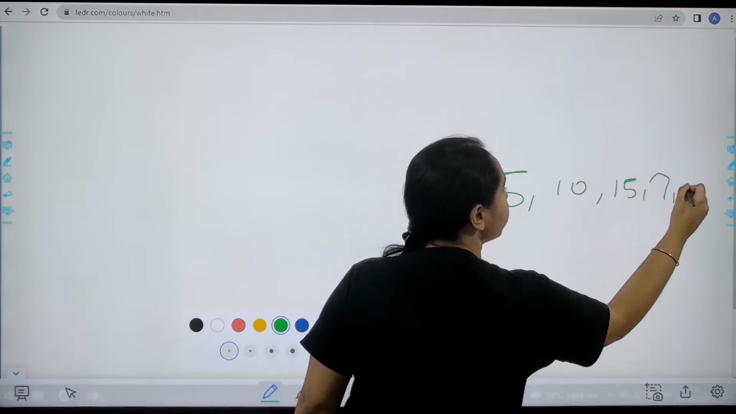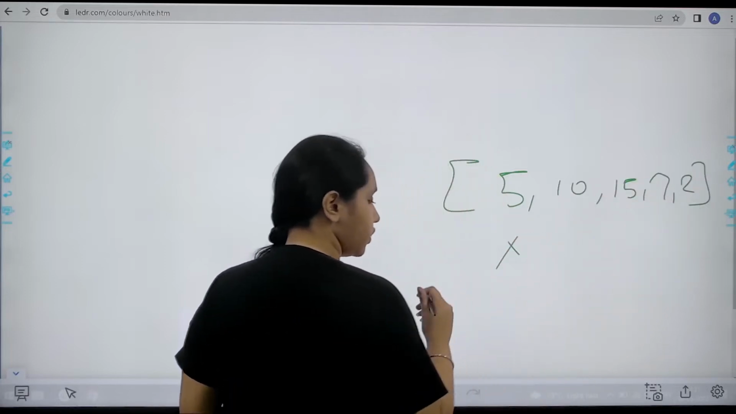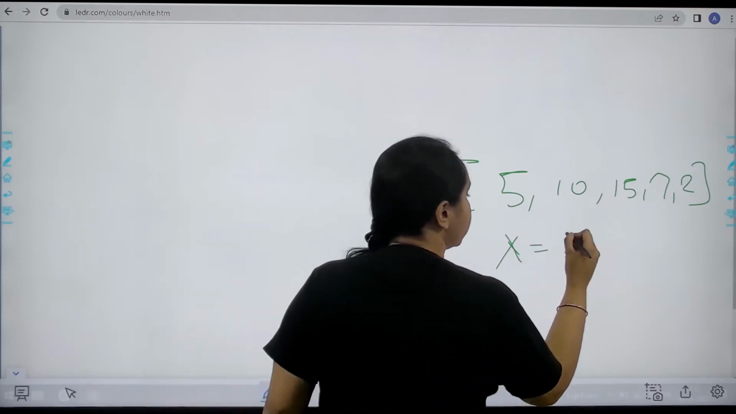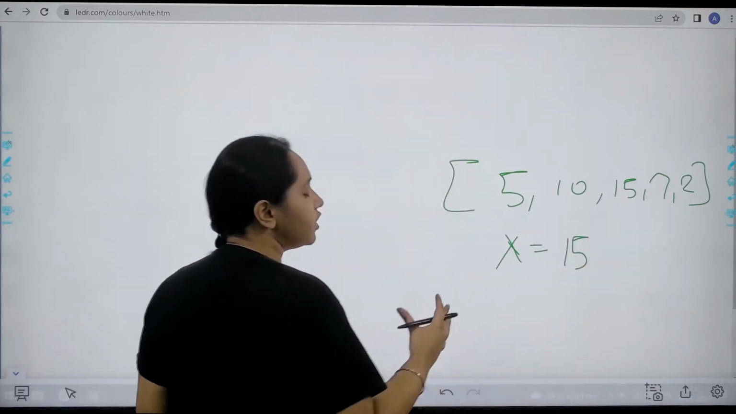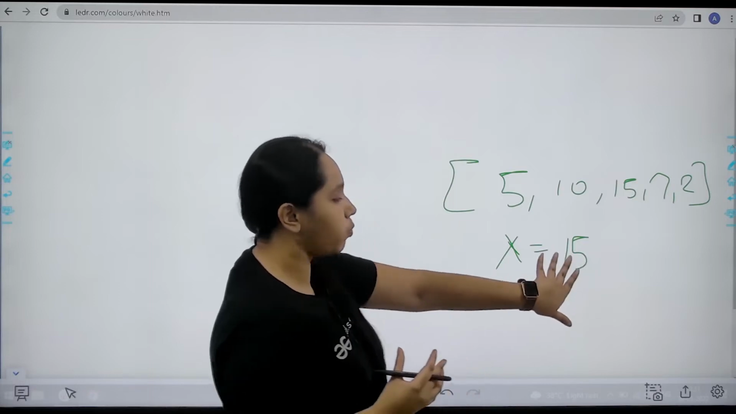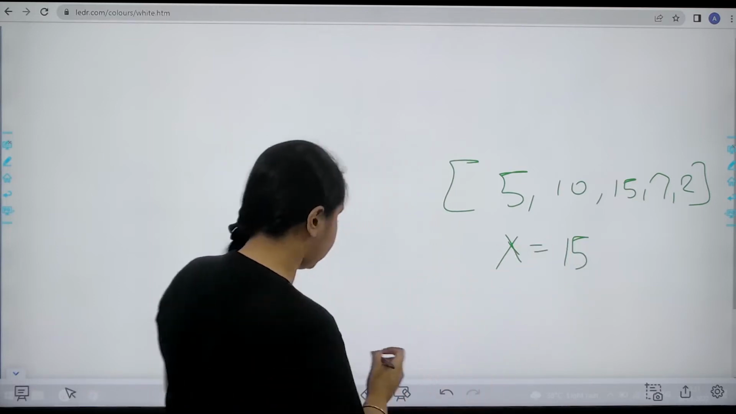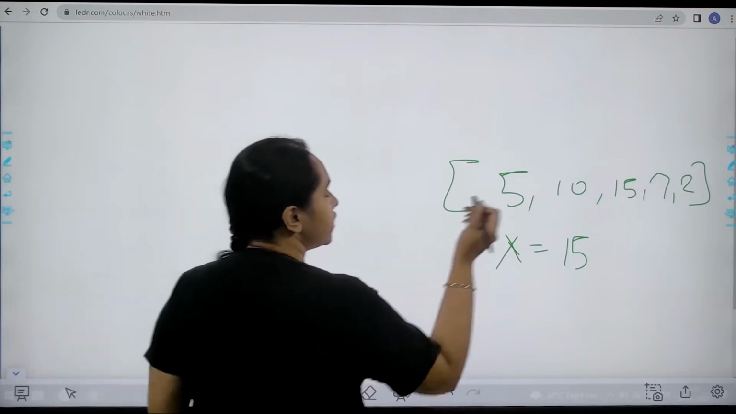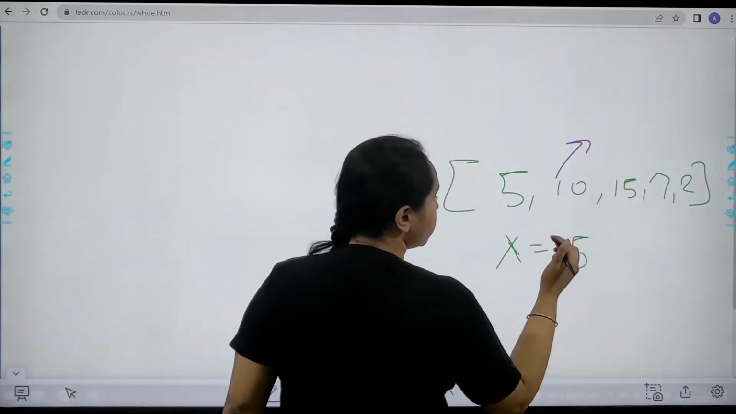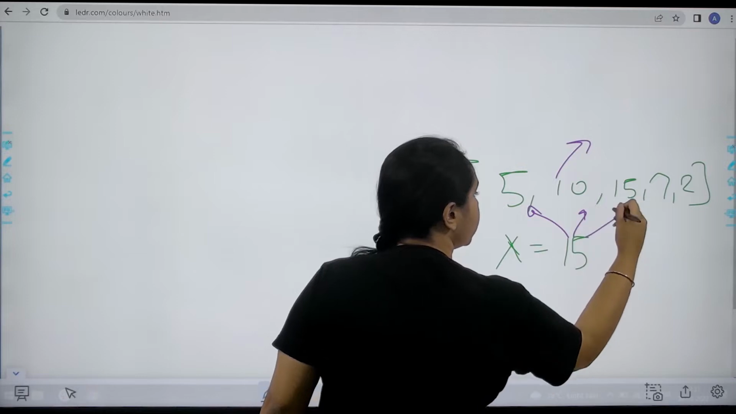and with the array we are given a value x. For example, the value is 15. We need to find the number of elements which are smaller than x and the number of elements which are greater than x. So what we would do is, first of all, we would compare it one by one with all of them.